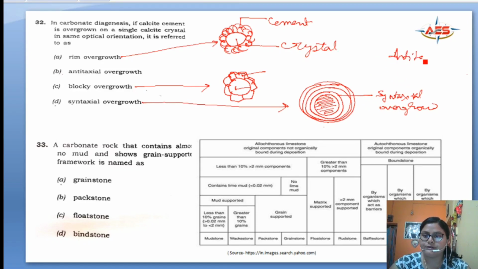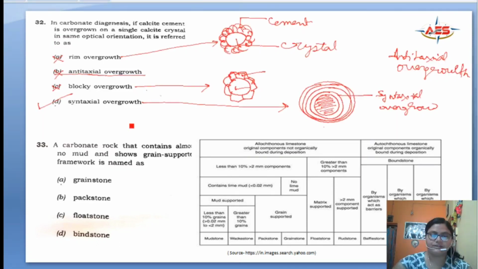Antitaxial overgrowth. Now in the case of antitaxial overgrowth, as the term suggests, it does not have any optical continuity, means the cement and the calcite crystal do not have any optical continuity in antitaxial overgrowth. तो हम क्या देख रहे हैं? rim overgrowth, antitaxial और blocky overgrowth में there is no optical continuity between the calcite crystal and the calcite cement. So ये तीन आंसर नहीं होंगे. But syntaxial overgrowth, yes, there is an optical continuity, so this will be the answer for question number 32. Okay, answer D.